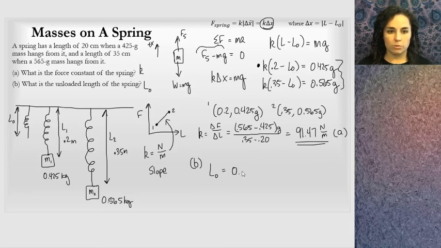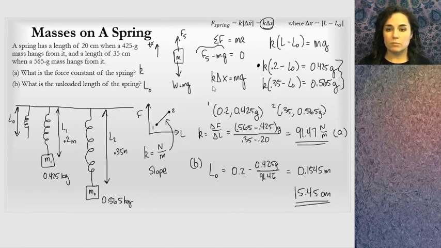So I'm going to get 0.2 minus 0.425 g divided by the K value, 91.46 repeating. When you run that through your calculator, you get 0.1545 meters, or 15.45 centimeters. And I convert it to centimeters because I'm interested in comparing it to the original length. I definitely want this number less than 20 centimeters, and that's what I got. So when M1 was applied, it stretched out a little bit less than 5 centimeters, and when M2 was applied, it stretched out a little bit less than 20 centimeters.